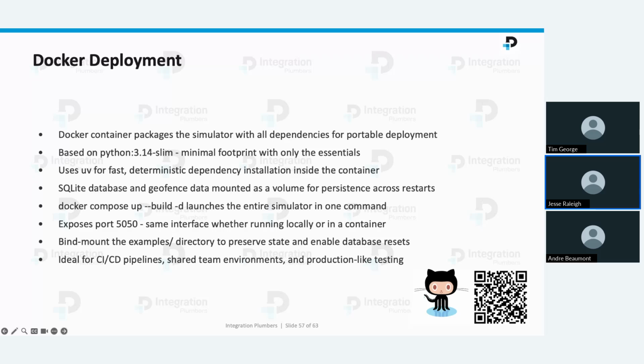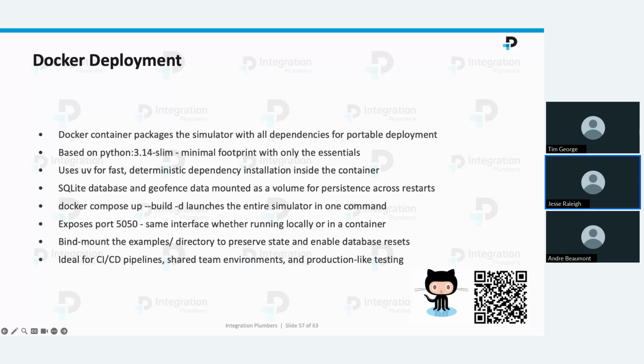We've containerized the simulator using Docker, which makes deployment and sharing across the team significantly easier. The Docker image is based on Python 3.14 Slim, keeping the footprint small while providing everything the simulator needs to run. The key design decision here was to use a volume mount for the examples directory, which contains both the SQLite database and the geofence points file.